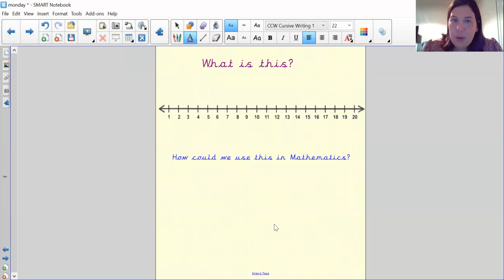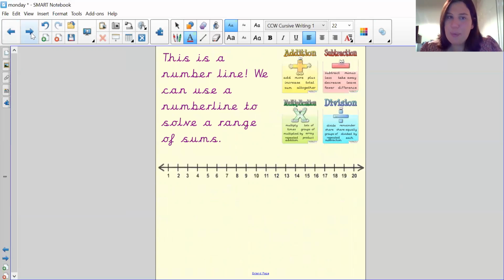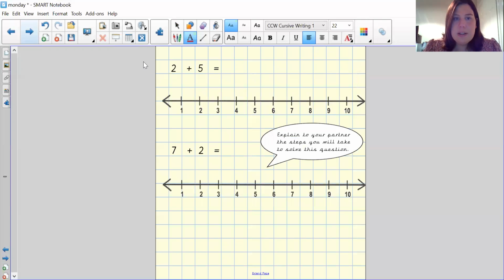Now, what I'm going to ask you to do is, I want you to think about, what is this line here? And how could we use it in mathematics? So this is a number line. We can use a number line to solve a range of sums. So we could use it for addition and subtraction mostly in Year 1. So today we are focusing on addition. So we are going to be adding and finding more. So I'm going to show you how we can do this at home.